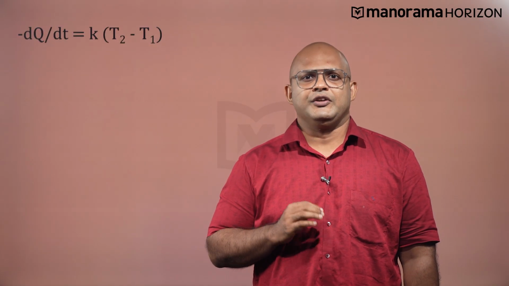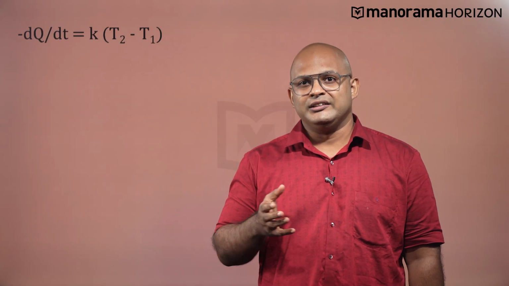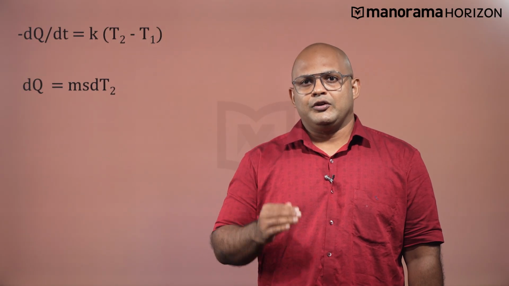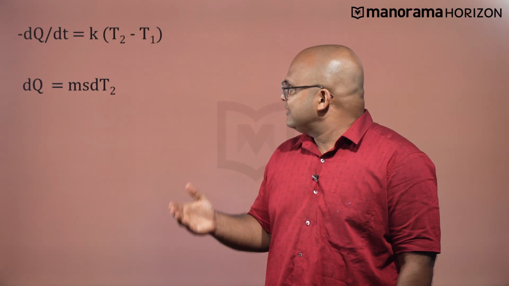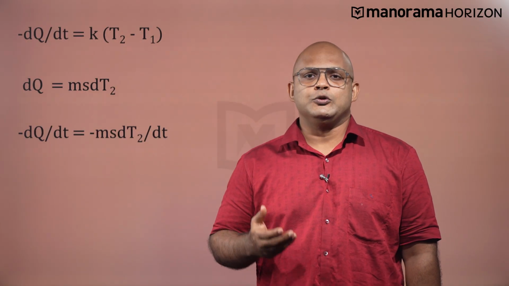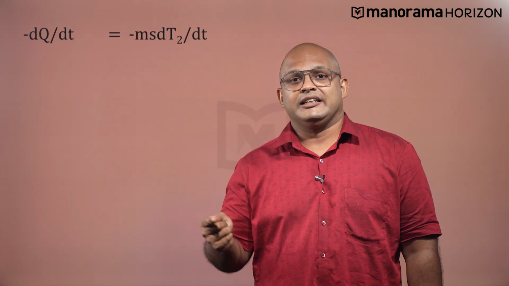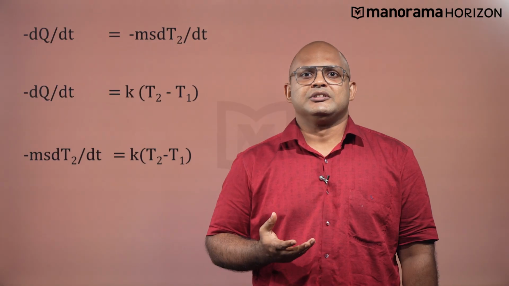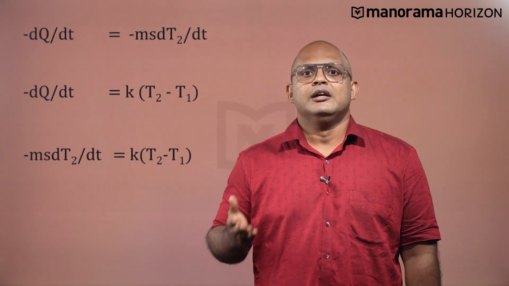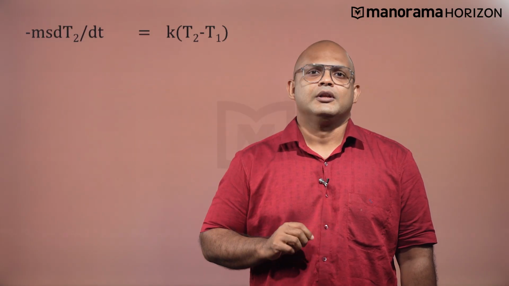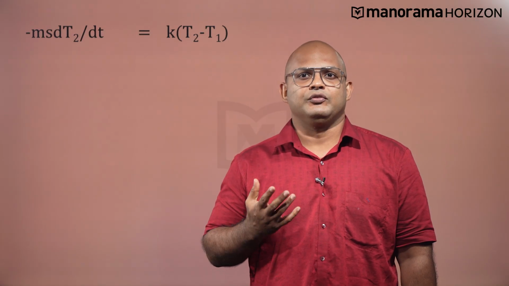In the beginning of the derivation, we wrote the equation for the rate of heat loss. Now we can substitute the value of dQ in the left hand side of this equation. Now the rate of heat loss is obtained as minus dQ by dt, which is equal to minus m times s times dT2 by dt. Now, both of these equations are equal since their right hand sides are equal. On equating these equations, we get minus m times s times dT2 by dt is equal to k times (T2 minus T1). Rearrange the equations by putting the terms containing T on the left side and the others on the right side of the equal sign.